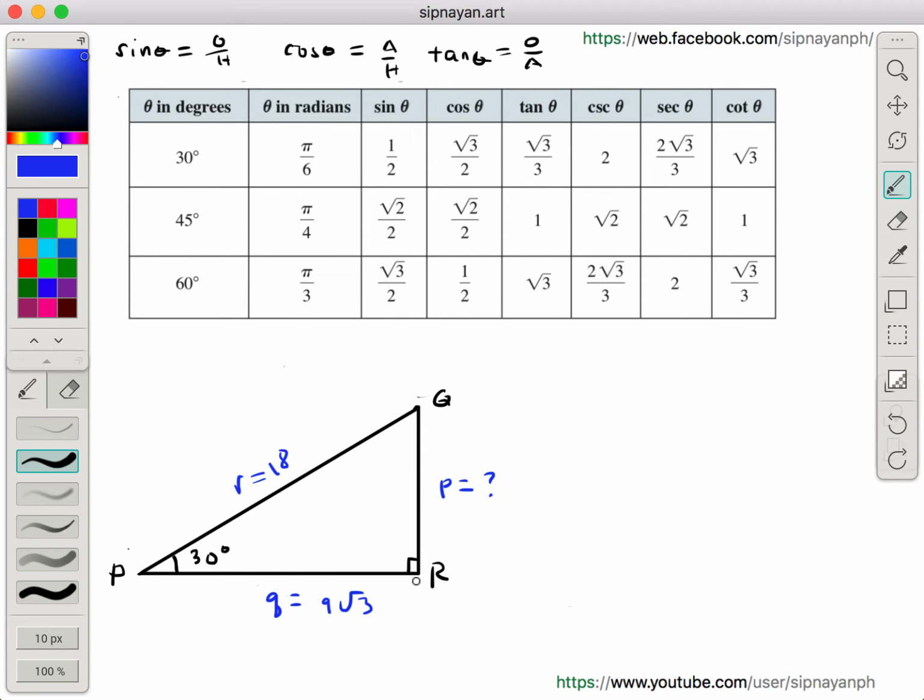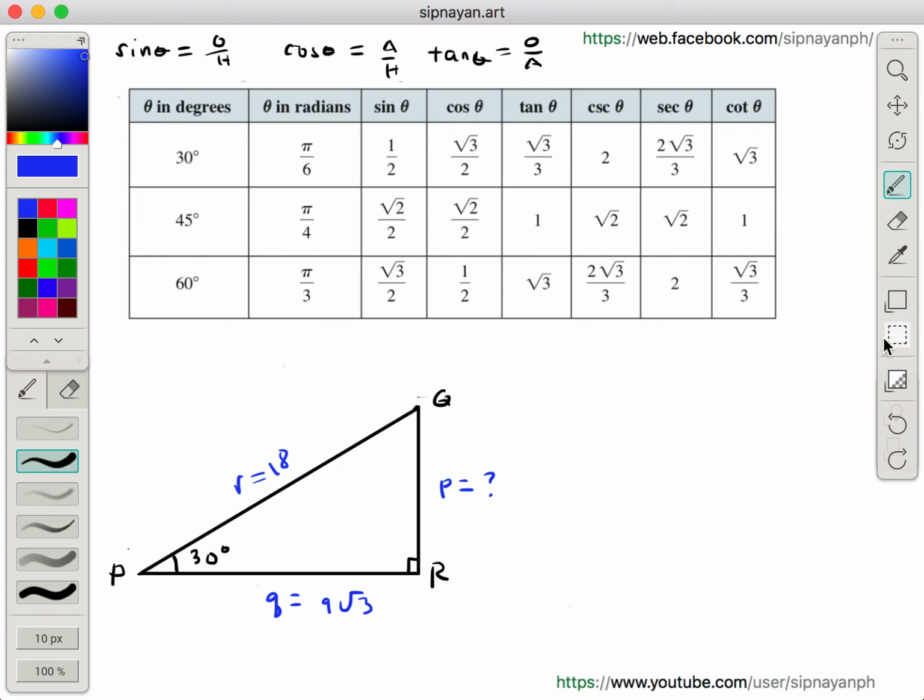Para kay P naman, pwede tayo mamili dito sa dalawang to na given kahit saan. Pero kung ako pipiliin ko ito kasi mas madali siya, wala siyang radical. So, ibig sabihin, meron tayong given na 30 degrees at saka yung ating hypotenuse. Pero ang kukunin natin opposite, the opposite sides. So, opposite, hypotenuse.